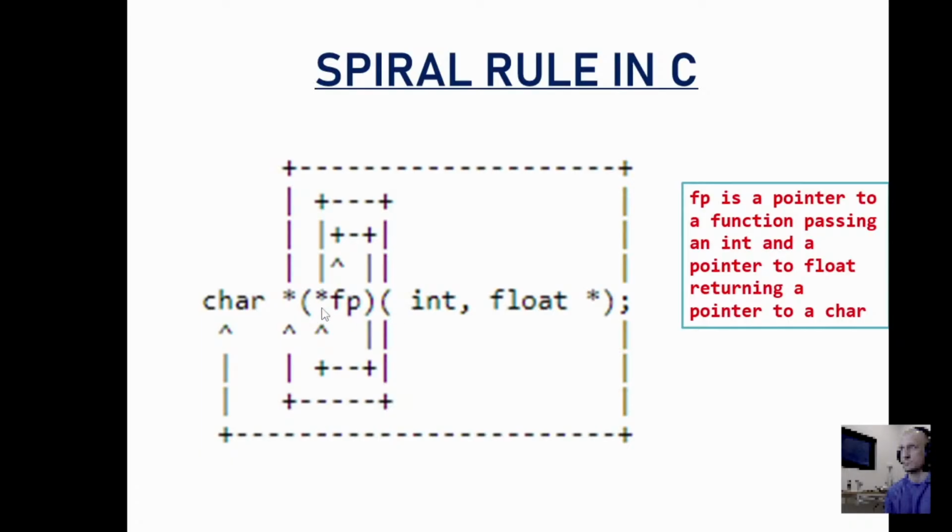See this one, we got it now. fp is a pointer to a function. That function gets int and a pointer to a float as arguments. Okay, after this pair ending, it returns a pointer to a character.